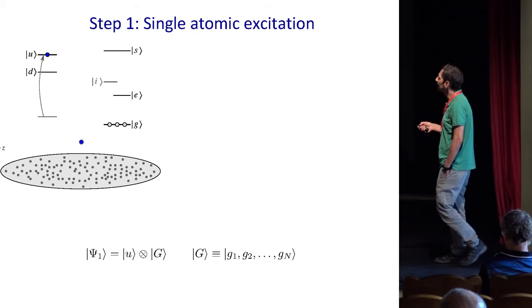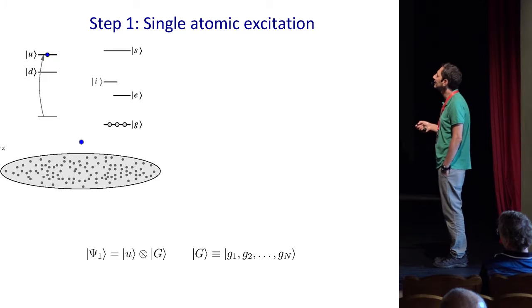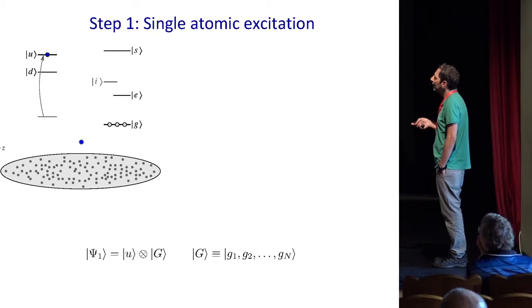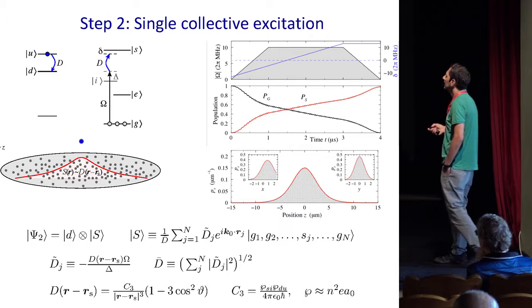So this is my single emitter. I excite it from the ground state to some state I call up. It's a highly excited Rydberg state. And so my initial state is, I have a large atomic ensemble, all the atoms are in the ground state, and then I have a single atom excited to the Rydberg state.